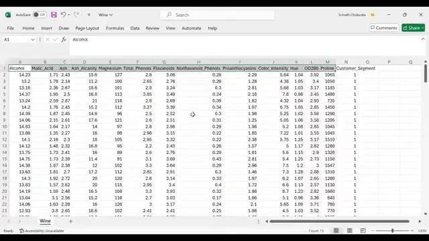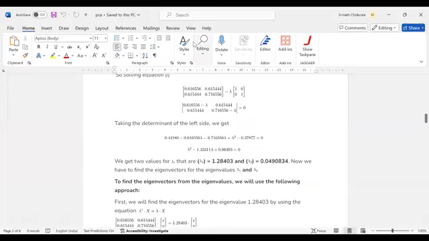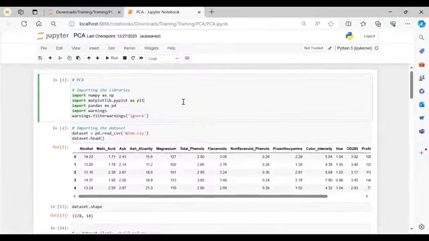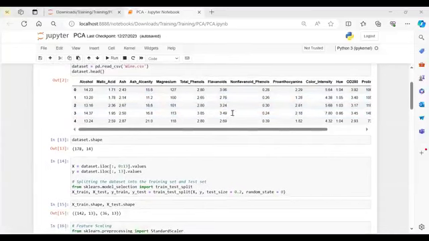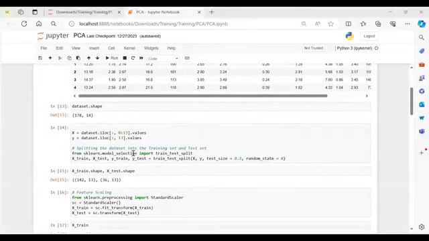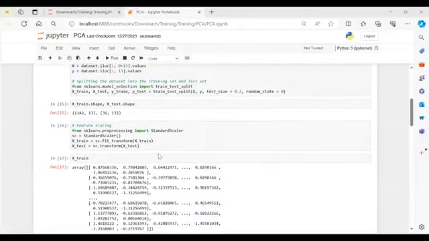Now what we will do is apply PCA, and then we will see with how many principal components we can train a better model. All right. This is my Jupyter notebook. So this is the data which I have uploaded. Now here I have split the data.